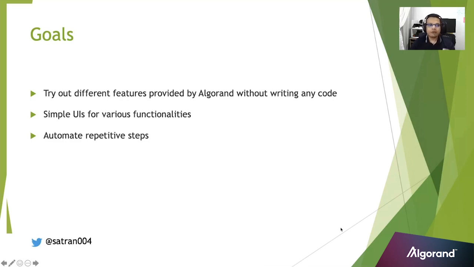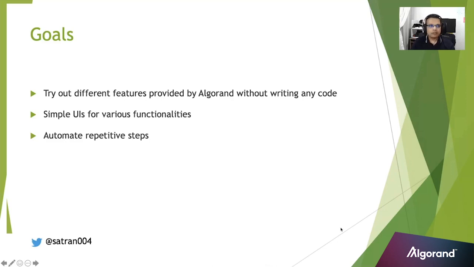These are a few high-level goals of this plugin. The first one is to help developers try out different features provided by Algorand without writing any code. This is particularly helpful for any developer new to the Algorand ecosystem. The plugin also provides simple UIs to interact with Algorand for various functionalities. The third goal is that the plugin tries to automate a few of the repetitive tasks you usually do during your development lifecycle, as much as possible.